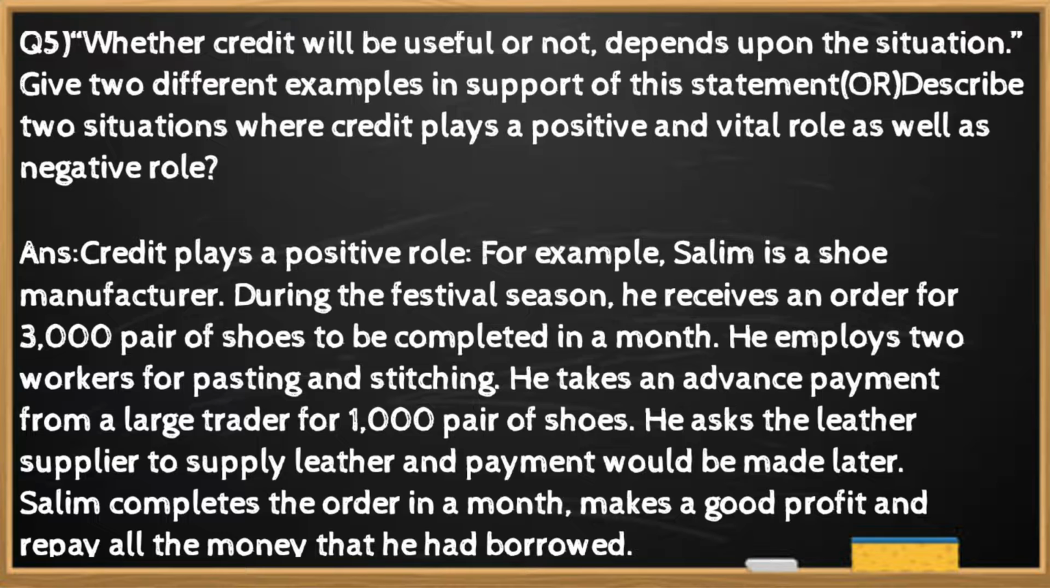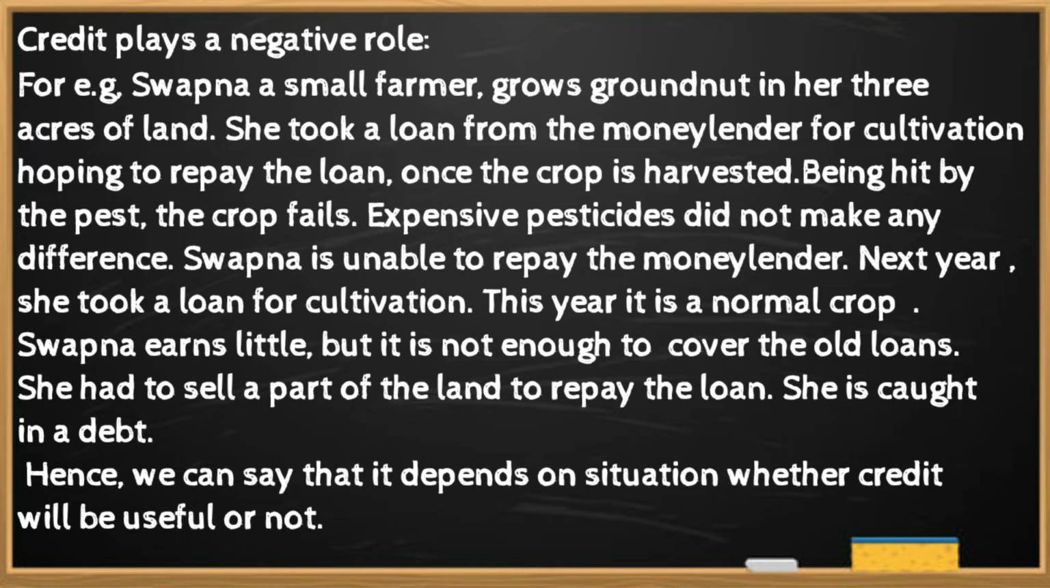For example, Salim is a shoe manufacturer. During the festival season, he receives an order for 3,000 pair of shoes to be completed in a month. He employs two workers for pasting and stitching. He takes an advance payment from a large trader for 1,000 pair of shoes. He asks the leather supplier to supply leather and payment would be made later. Salim completes the order in a month, makes a good profit and repays all the money that he had borrowed.